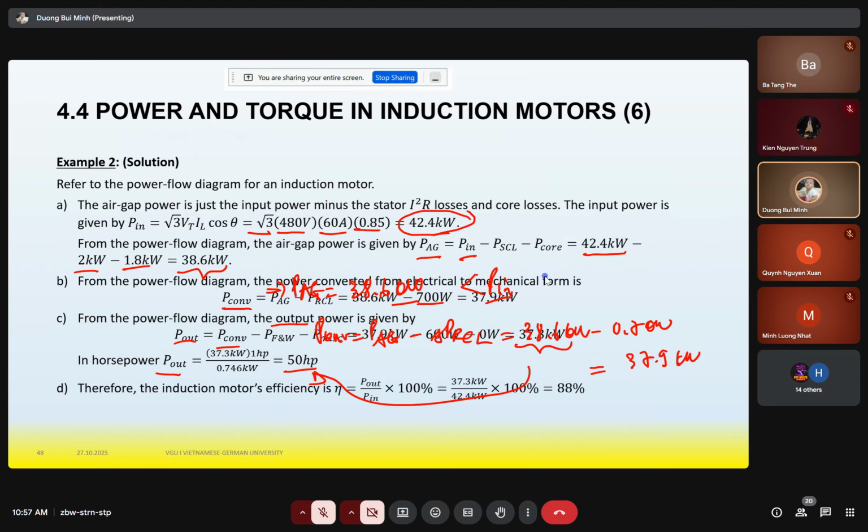And then we can calculate efficiency. Efficiency is the ratio of output power to input power. The output power is 37.3 and the input power is 42.4. So you get the efficiency of the induction motor as 88%, or 0.88. Okay, any questions?